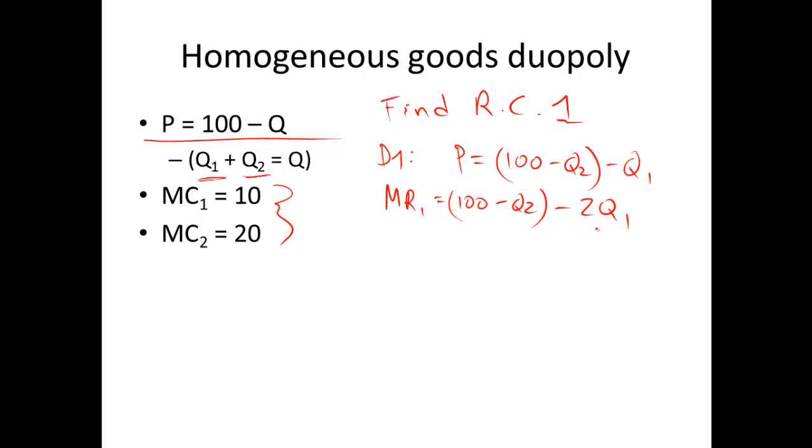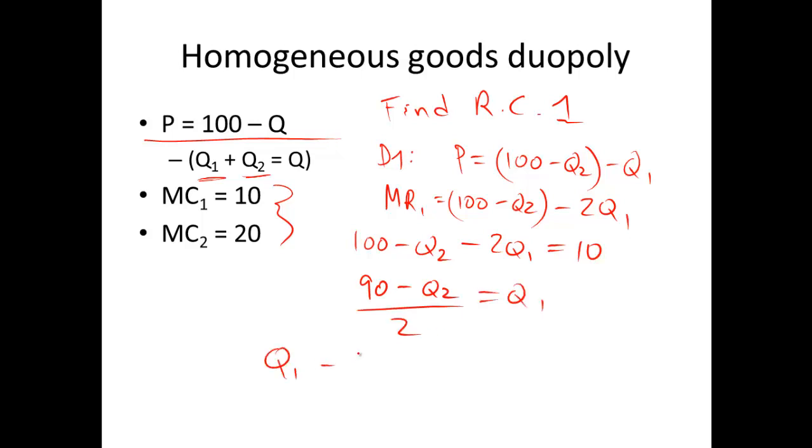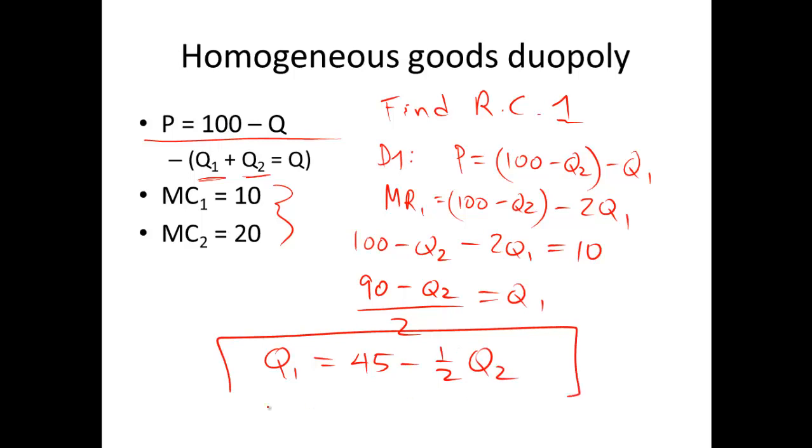So that's MR1. MC1 is 10, so setting MR1 equal to MC1 means solving the following equation: 100 minus Q2 minus 2Q1 equals 10. What we're solving for here is firm 1's reaction curve, so we want to solve for Q1. So what's that going to look like? Well, it's going to look like 100 minus 10, so that's 90 minus Q2, over 2, equals Q1. Or Q1 equals 45 minus 1/2 times Q2. And that's firm 1's reaction curve.